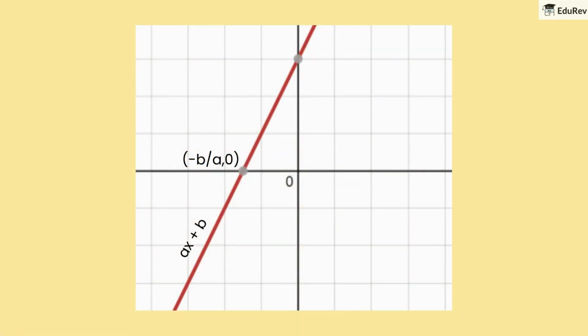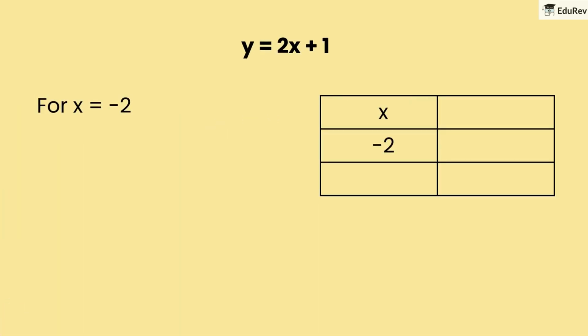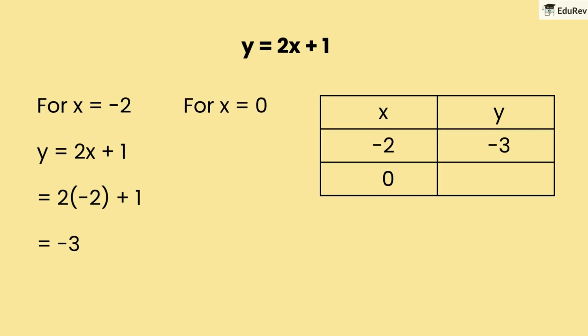Here we can see the graphical representation of the polynomial p(x) = 2x + 1, that is, y = 2x + 1. For x equal to minus 2, y equals 2x + 1 equals 2 into minus 2 plus 1 equals minus 3. For x equal to 0, y equals 2x + 1 equals 2 into 0 plus 1 equals 1.